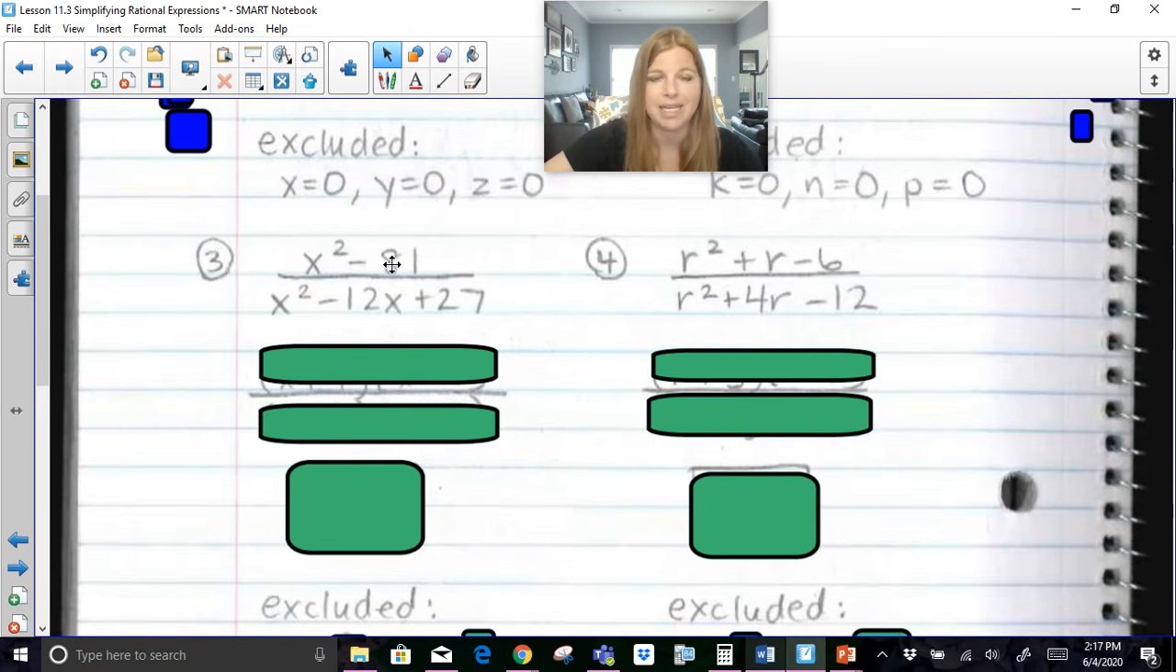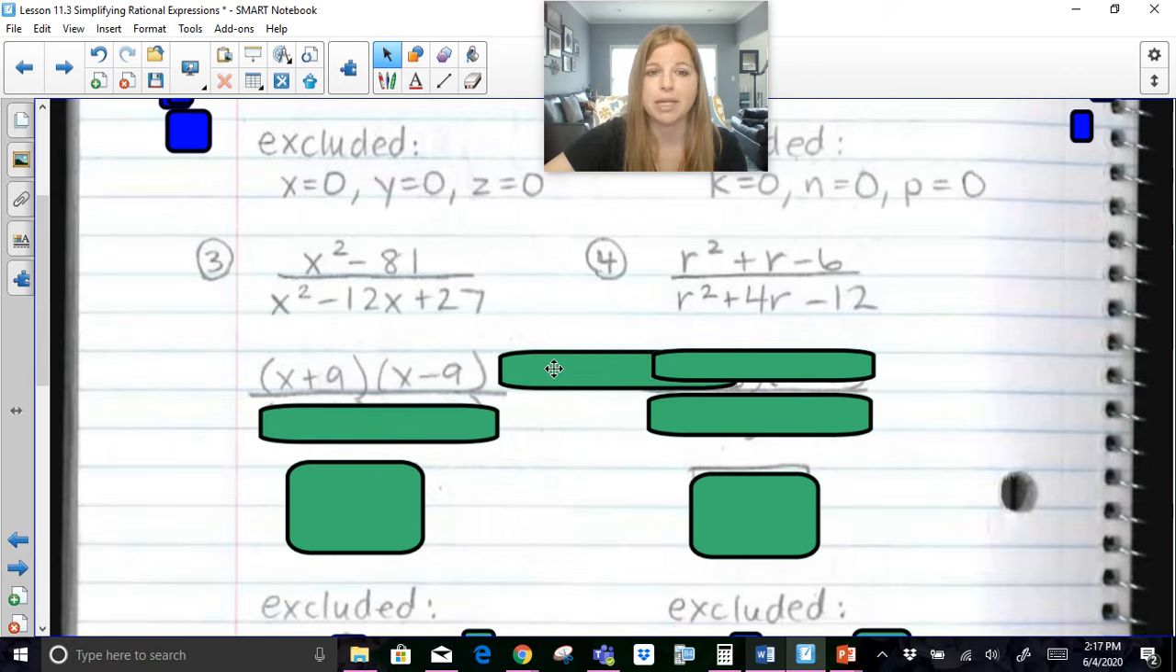X squared minus 81. So that's a binomial. Is there a GCF? No. Is it a difference of squares? Yes. X squared minus 81. So square root of the first term is x. Square root of the last term is 9. One gets a plus, one gets a minus. Doesn't matter the order. Denominator is a trinomial.